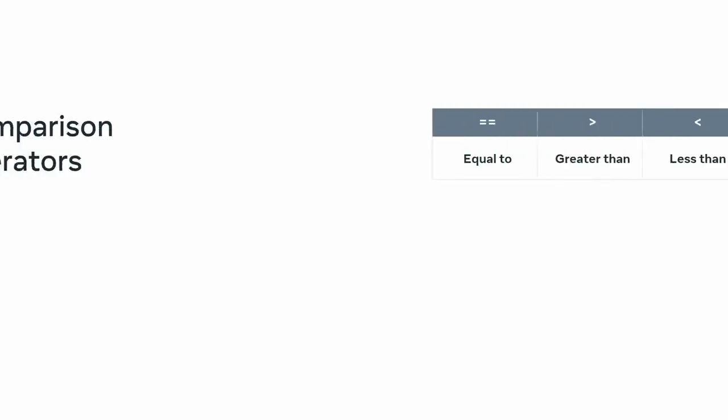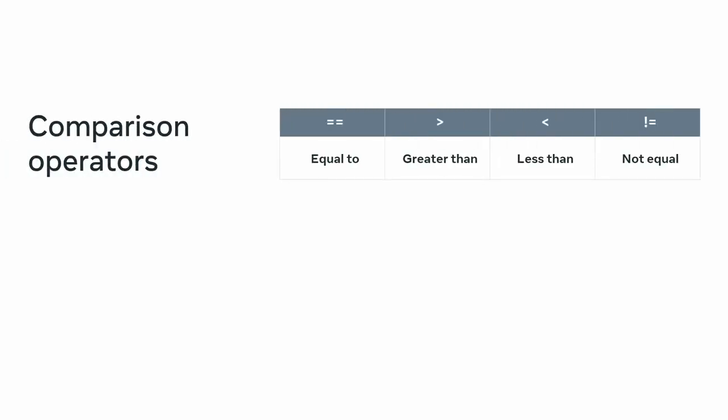You can use many types of comparison operators to evaluate the condition. These include operators such as equal to, greater than, less than, and not equal to. You can find a complete list of comparison operators from the additional reading at the end of this lesson.